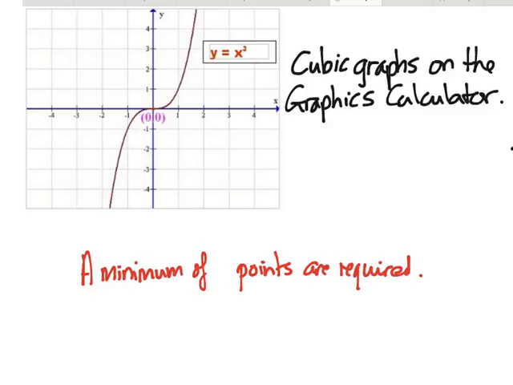This is your basic cubic graph. We're going to learn how to do them on a calculator. Make sure you know how to do the parabolas first, because I assume that you now know how to use your calculator and set up your calculator. For cubic graphs, we need a minimum of 4 points.